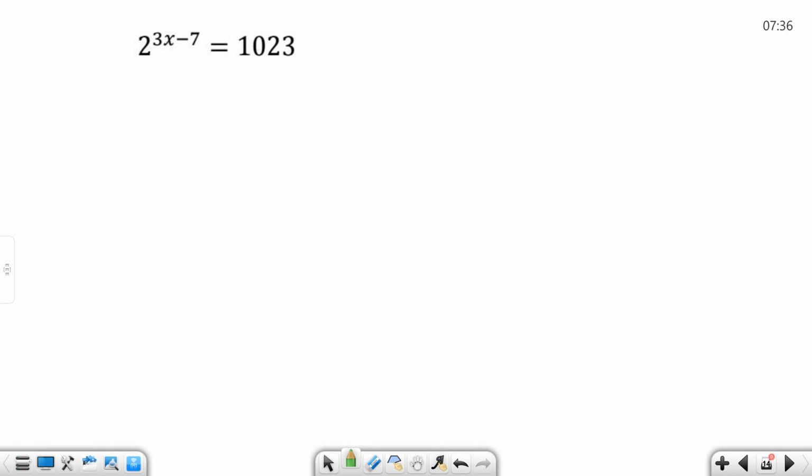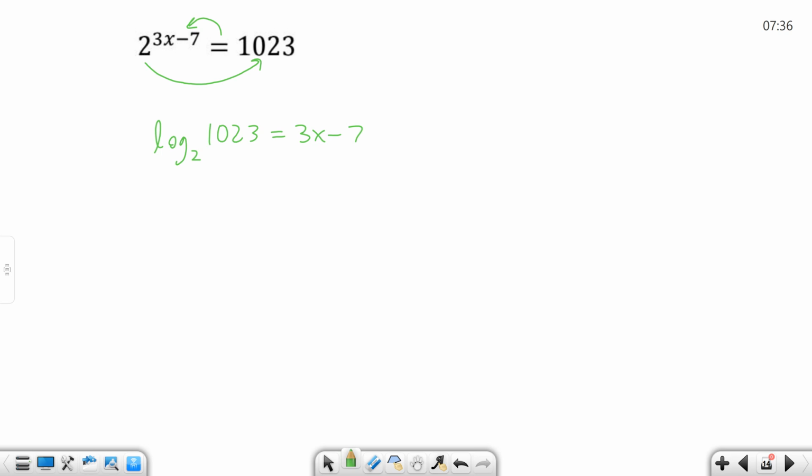And then 2 to the 3x minus 7 equals 1,023. And I cannot write 1,023 as 2 to a power. It's real close. All right, 1,024. It's 1,024 bytes in a kilobyte on a computer. Okay, it's 2 to the 10th power. It's real close. One away, but you can't write it as that. So I'm going to say base to this side equals what's left. So log base 2 of 1,023 equals 3x minus 7.